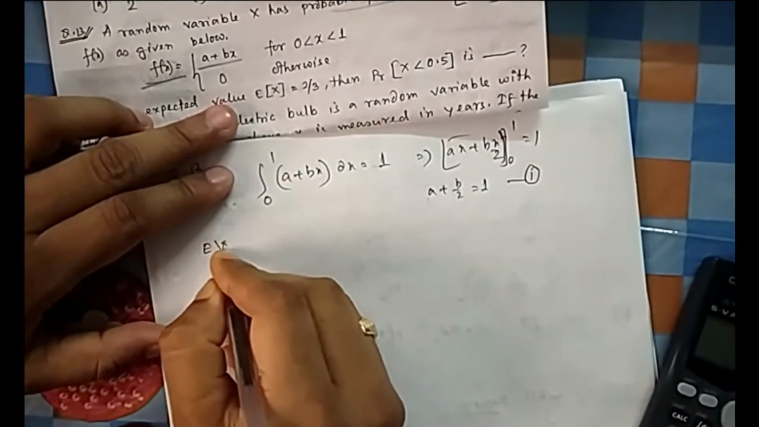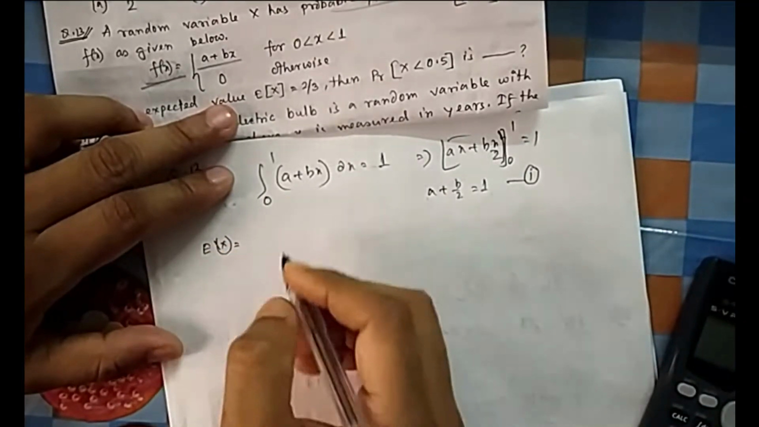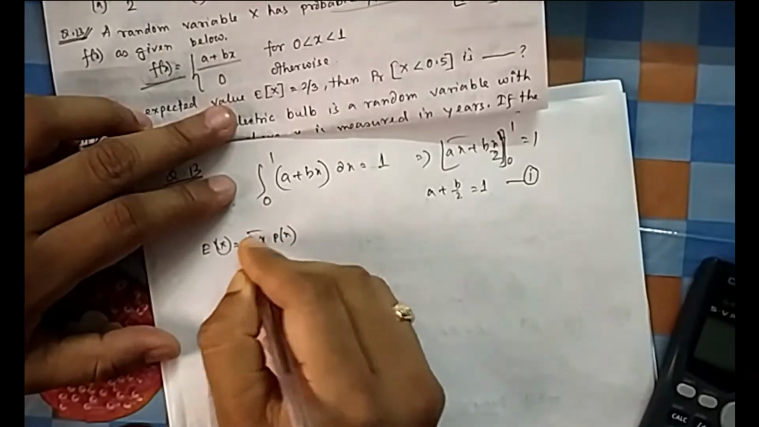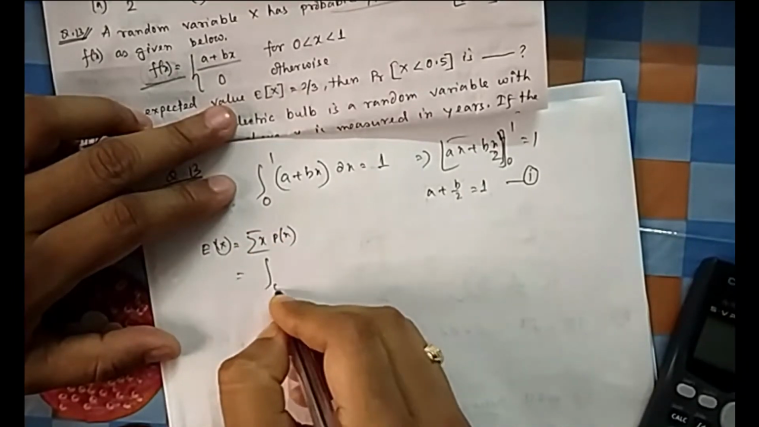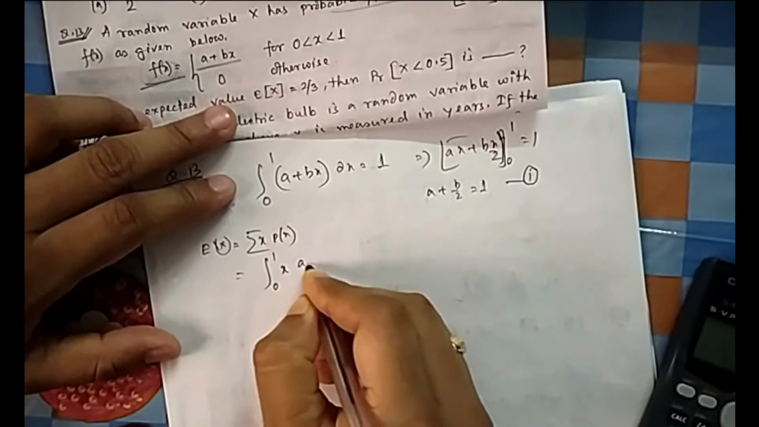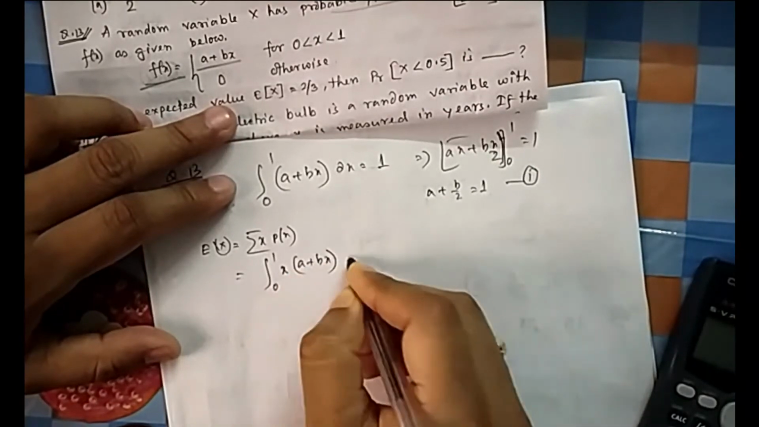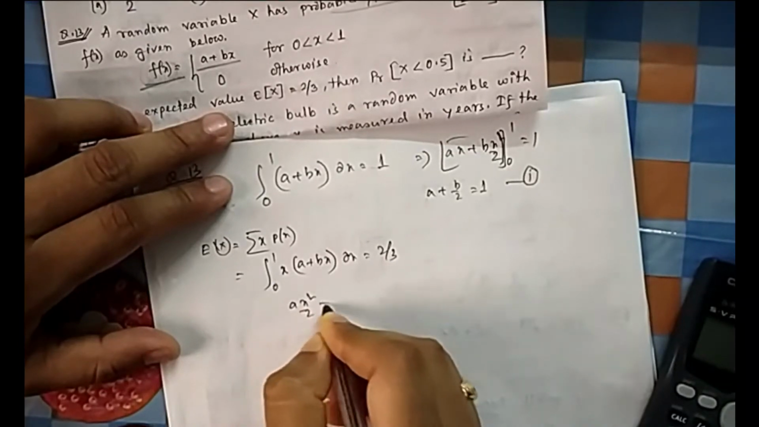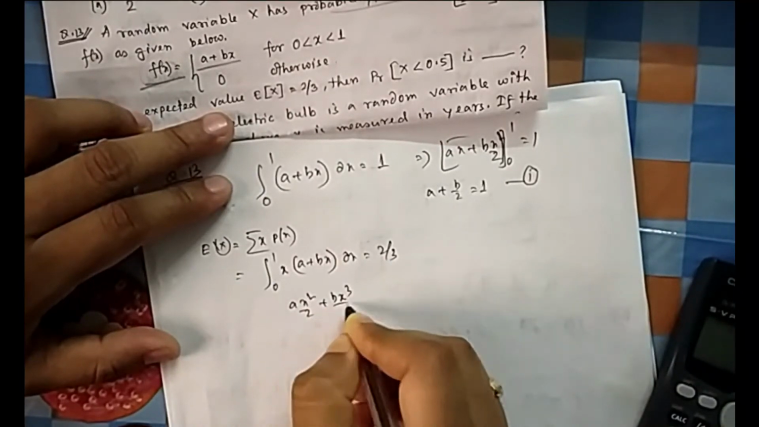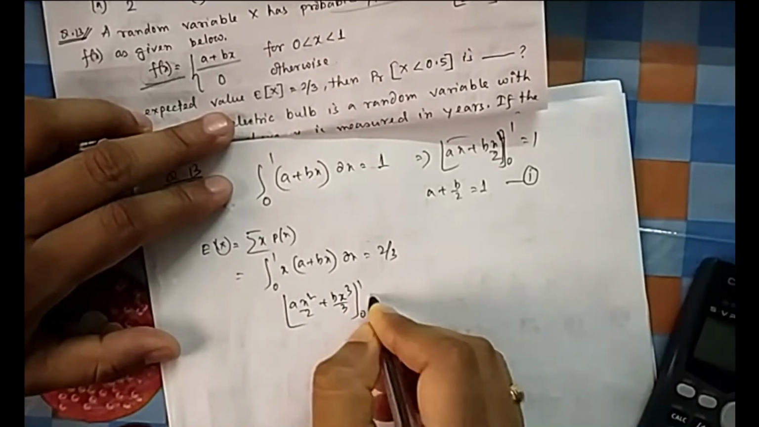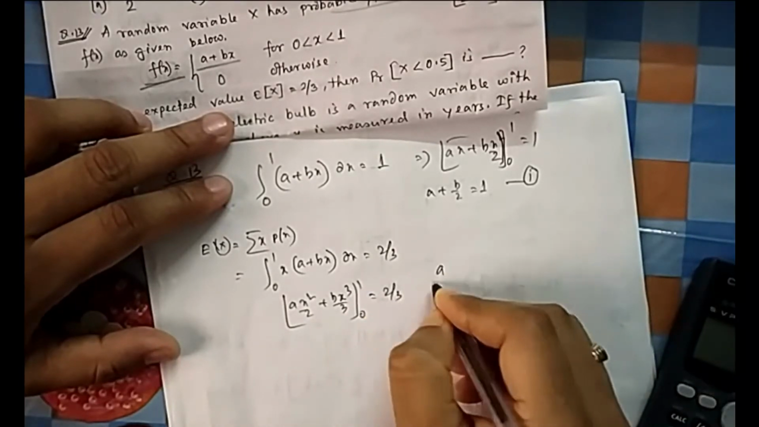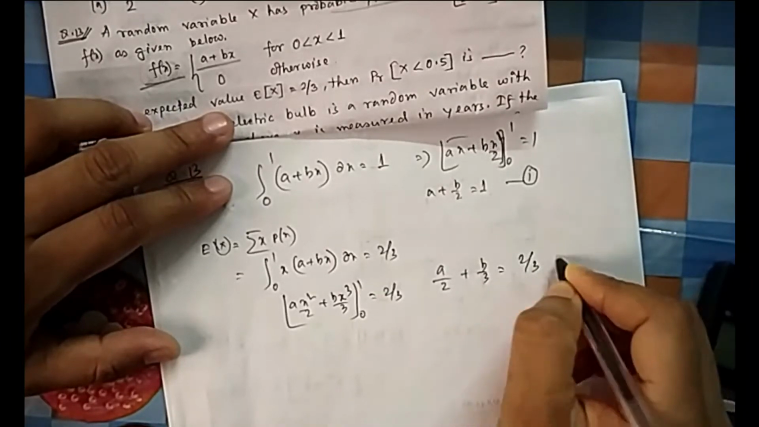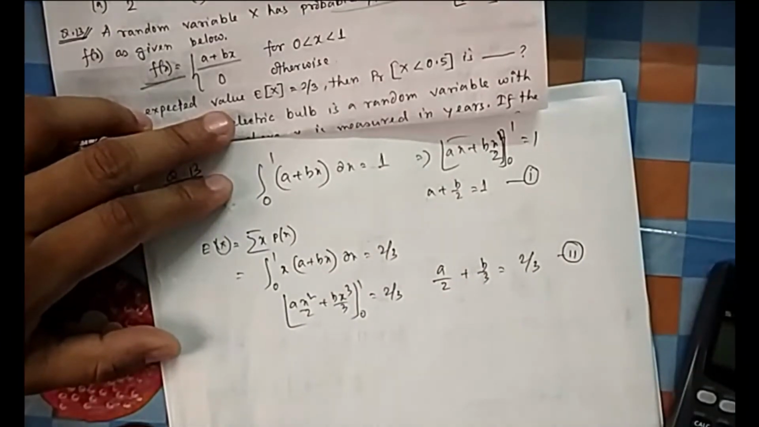Okay, now next thing is given E(x). E(x) is equal to the summation of x into p(x) in normal discrete, but here it will be integration 0 to 1 of x into (a plus bx), and it is given 2 by 3. So again you can do it: a x square by 2 plus b x cube by 3, 0 to 1, equals 2 by 3. If you solve, it will be a by 2 plus b by 3 is equal to 2 by 3. So I think you can solve these two equations. I am not doing it.